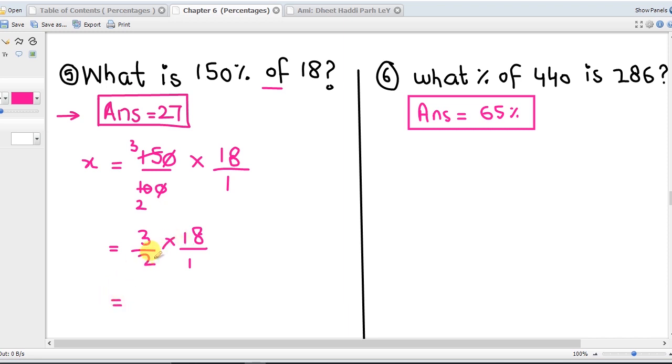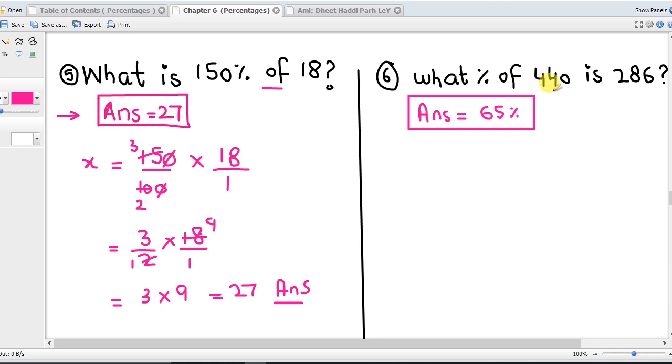Okay, can this further be simplified? Yes, these two numbers can be simplified. So 1 times 2 is 2, 9 times 2 is 18. So write the new equation, which is 3 times 9. So that is equal to 27. So 27 is 150% of number 18, right? So this is our final answer.